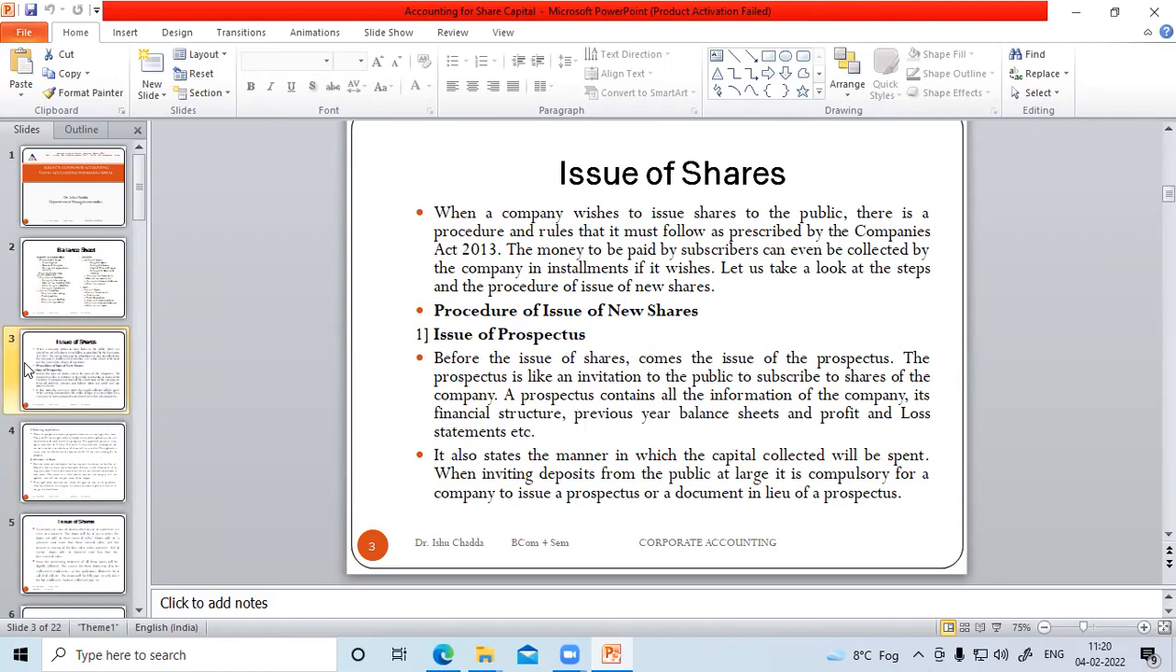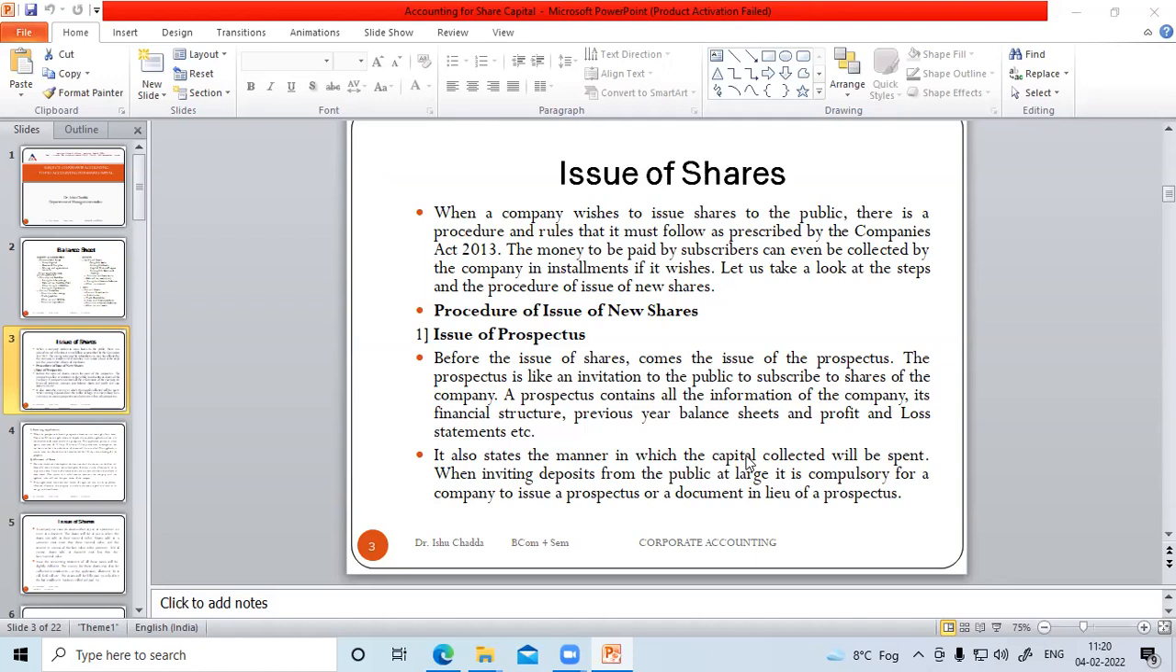The first one is the issue of prospectus. Before the issue of shares comes the issue of prospectus. Whenever you want to issue new shares, you have to issue a prospectus. Issuance of a prospectus is very much necessary. This prospectus is basically like an invitation to the public to subscribe to the shares of the company.